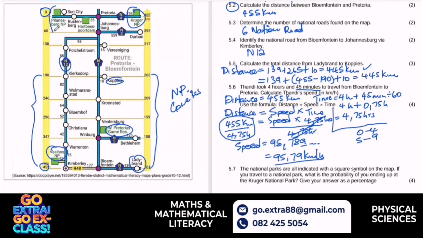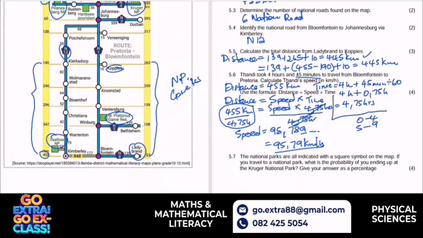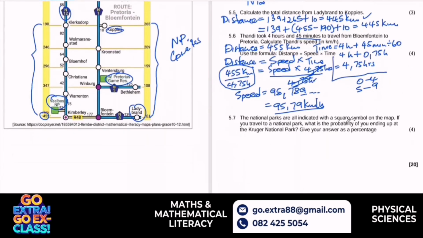But now let's look at this one here. It's Pilanesberg, therefore NP. This is a national park, as we can see. So how many national parks are there here? Definitely you can see that we have a total of 4. But the question asked for the probability of ending up at Kruger National Park. So how many Kruger National Parks are there on the map? There's only one, out of 4 national parks.